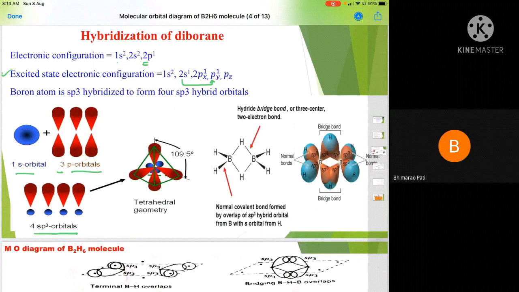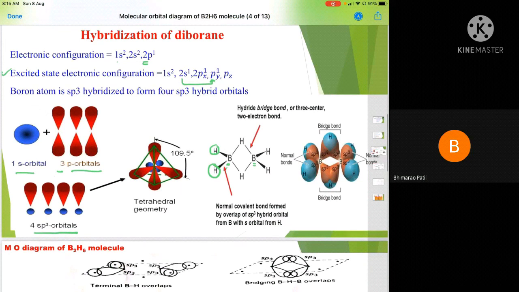Then how are the bonds formed? By overlapping of sp3 hybrid orbitals of the boron with the 1s atomic orbital of the hydrogen atom. Here you see each boron atom has sp3 hybrid orbitals, and always has 4 sp3 hybrid orbitals. Then two sp3 hybrid orbitals of each boron atom overlap with the 1s atomic orbitals of two hydrogen atoms to form two normal covalent bonds.